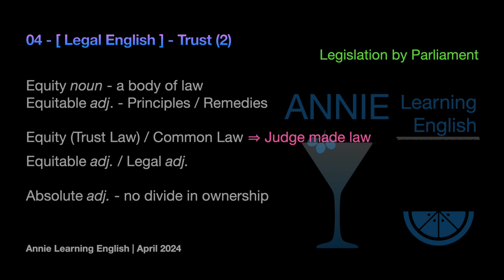First, on this page, I read these words in Trust 1. So I just want to clarify this point here. On the left side, equity, and on the right side, common law. They're both judge-made law. They're both case law developed by judges. We call them judiciary. That is, as a whole, different from the kind of law made by the parliament. We call it legislation by the parliament.